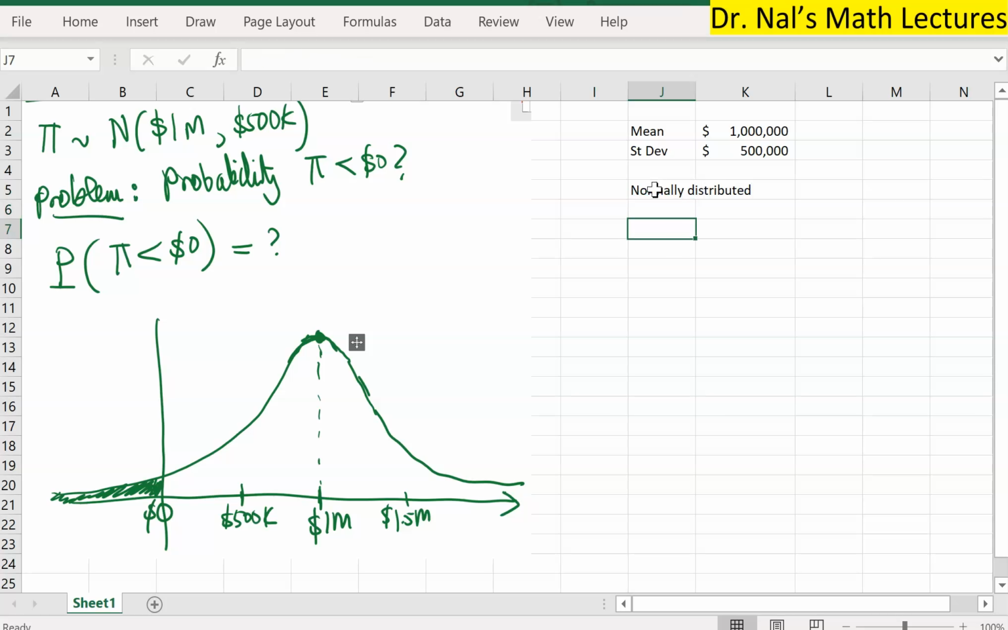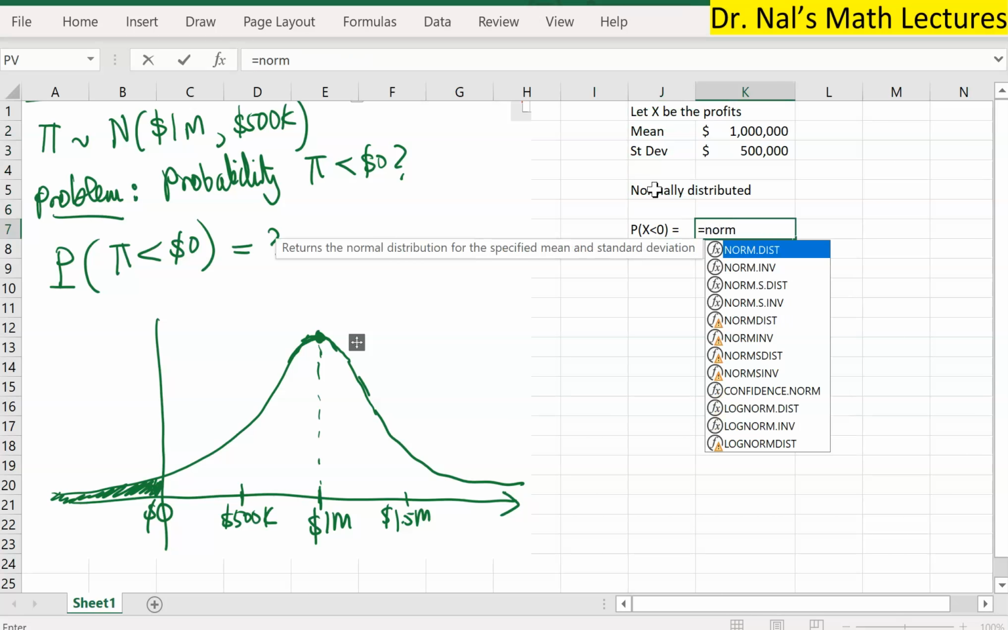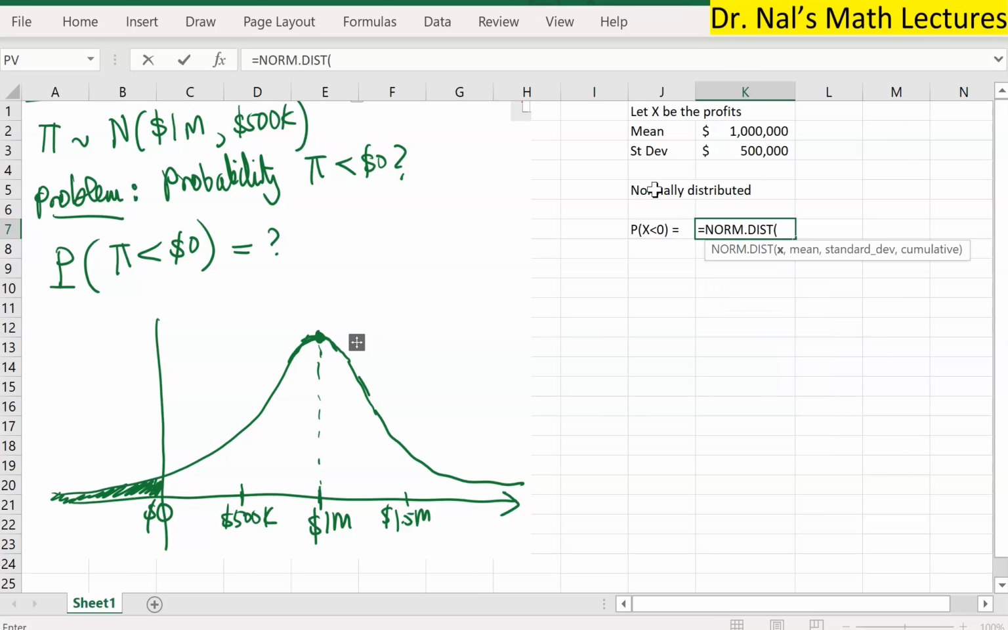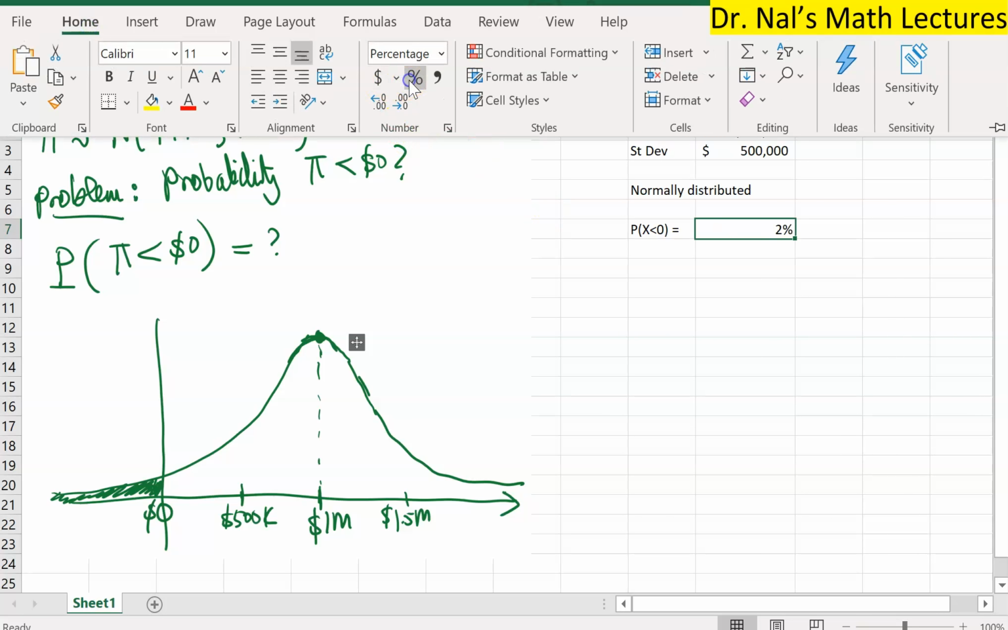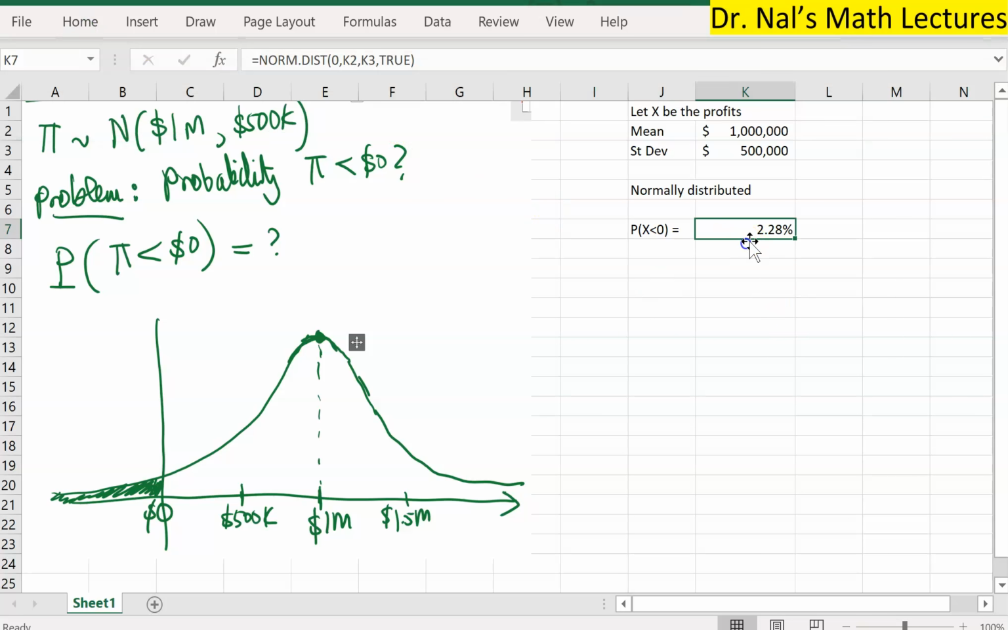As we did previously, we want to find the probability that the profits, let's say x, is less than $0 basically. So that's what we want to find. Let's make a note here that x is the profits. All right, so we just use the function NORM.DIST. Very straightforward. We want to figure out the probability that it will be less than 0, given that the mean is this number, the standard deviation is this, and we want cumulative true. Close parenthesis and boom.